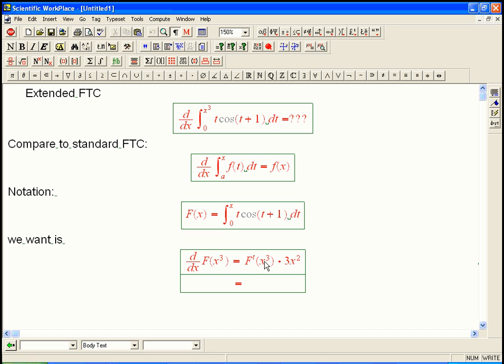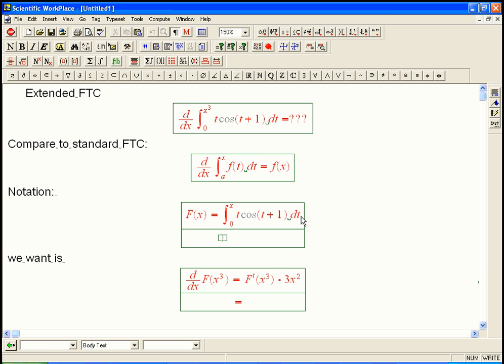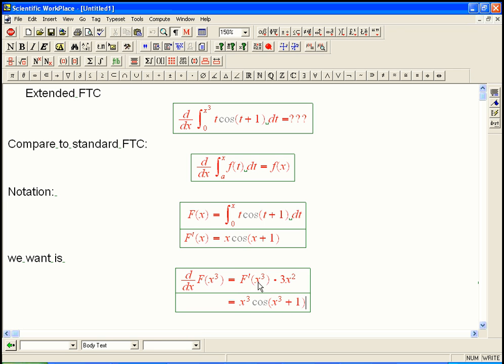And so the reason this is good is that this f prime is the derivative of this guy ignoring any kind of change you made to the upper endpoint. And so f prime is exactly just this function. Okay, so the FTC says f prime of x is just equal to x cosine of x plus 1. And so now I just plug in the x cubed. Everywhere I see an x instead, I put in an x cubed. And then I do have to multiply by the chain rule to make it correct.